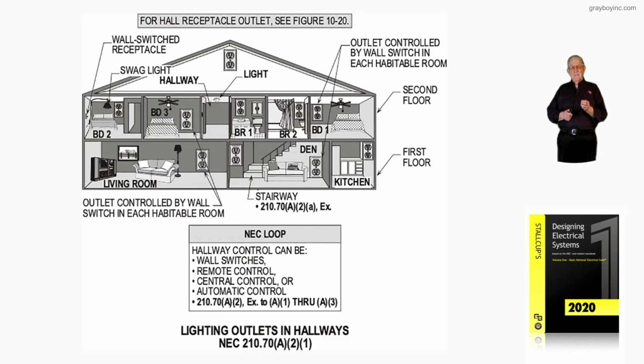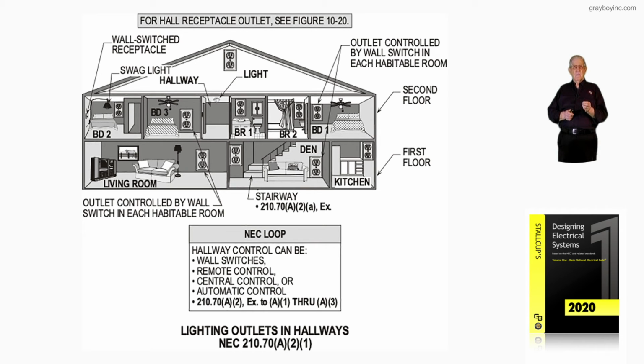But notice what the NEC is telling us. Hallway control of this lighting outlet or outlets can be wall switches, remote control, central control, or automatic control. And we find these requirements and permissive rules in 210.70. A2 is in Apple, exception to A1 is in Apple, through A3 is in Apple.